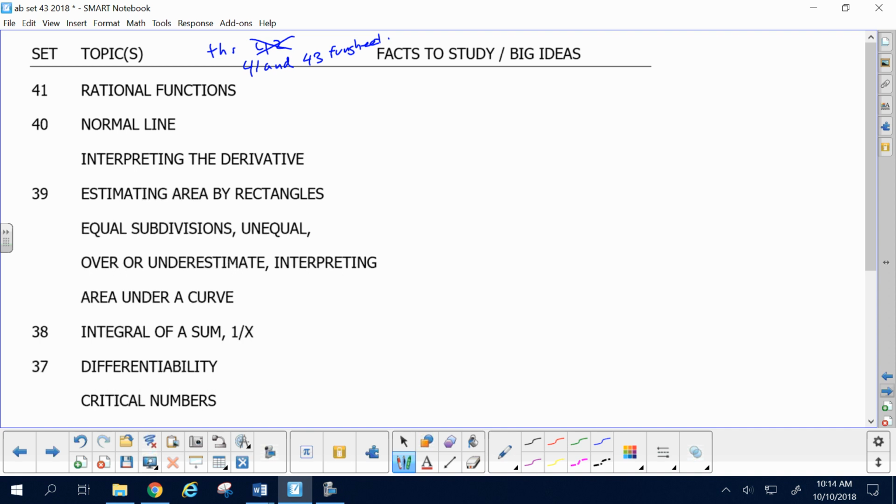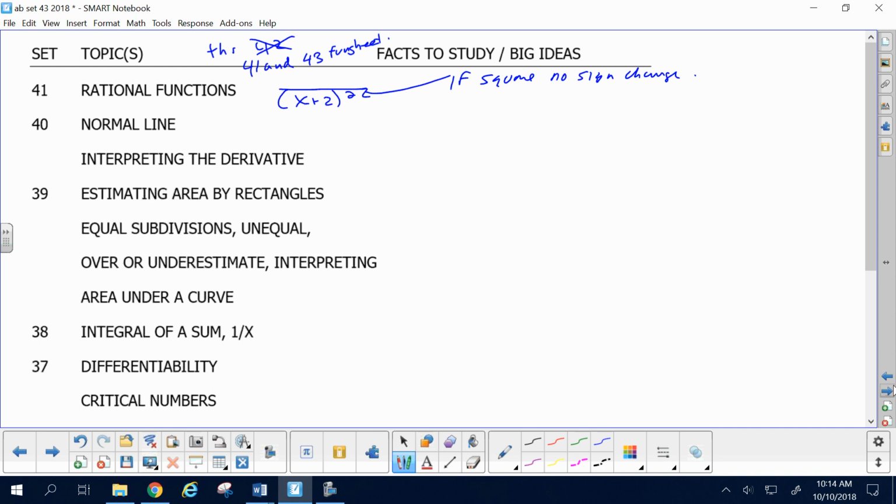Rational functions, that's pretty clear. The idea on that was if there's a square, then there's no sign change. But other than that, it's pretty much like we've been doing before. Top, you look for holes, top zeros are x-intercepts, bottom zeros are vertical asymptotes. All right, you with me?